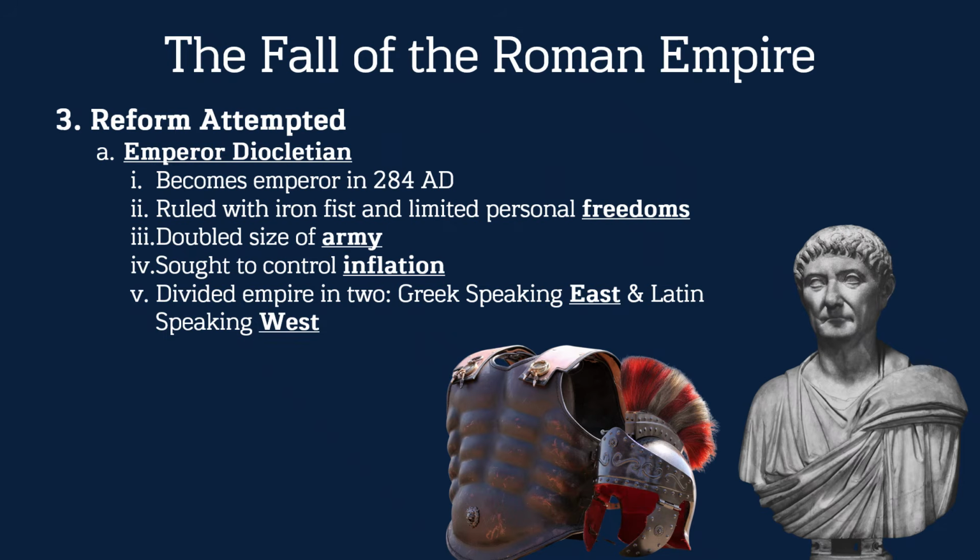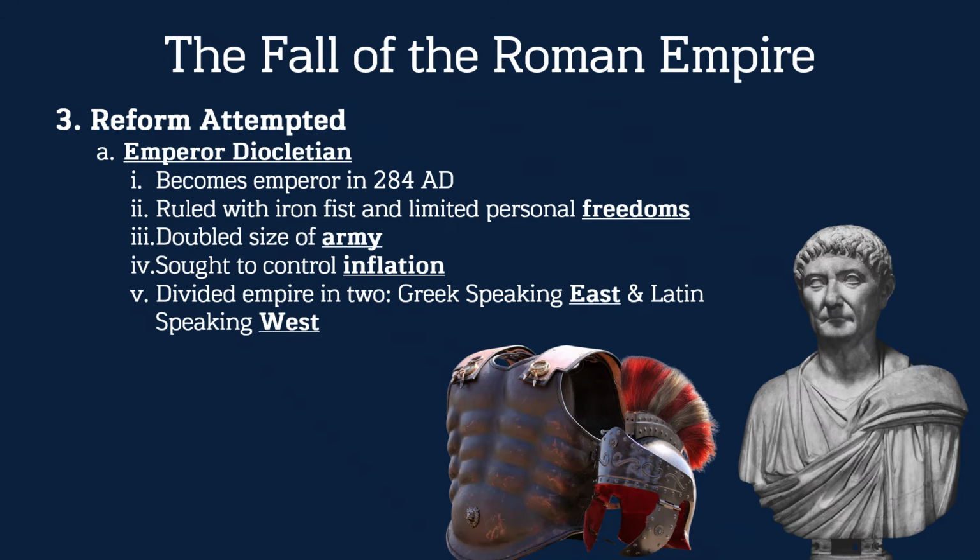And so one emperor steps up onto the scene to try and control and reform Rome, and that is Diocletian. Becoming emperor in 284, he rules with an iron fist and does not really care about your personal freedoms. He doubles the size of the military. He's trying to control inflation by controlling how much money is in circulation.